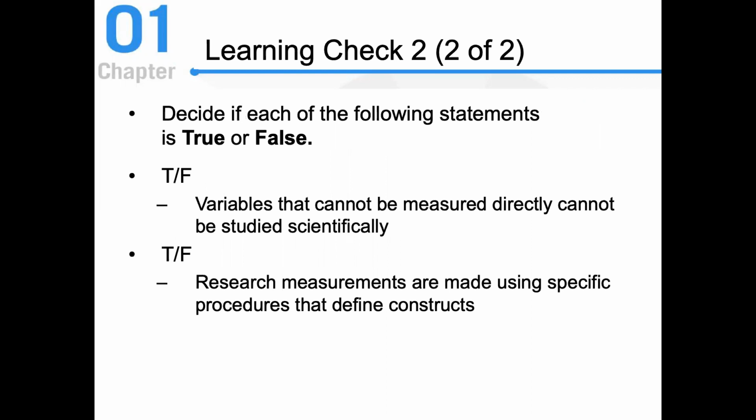Next, decide if each of the following statements are true or false. Should actually say are, not is. That would be our subject verb agreement because these statements are plural. Anyways, true or false: variables that cannot be measured directly cannot be studied scientifically. And true or false: research measurements are made using specific procedures that define constructs. Take a moment, reflect. What do you think?